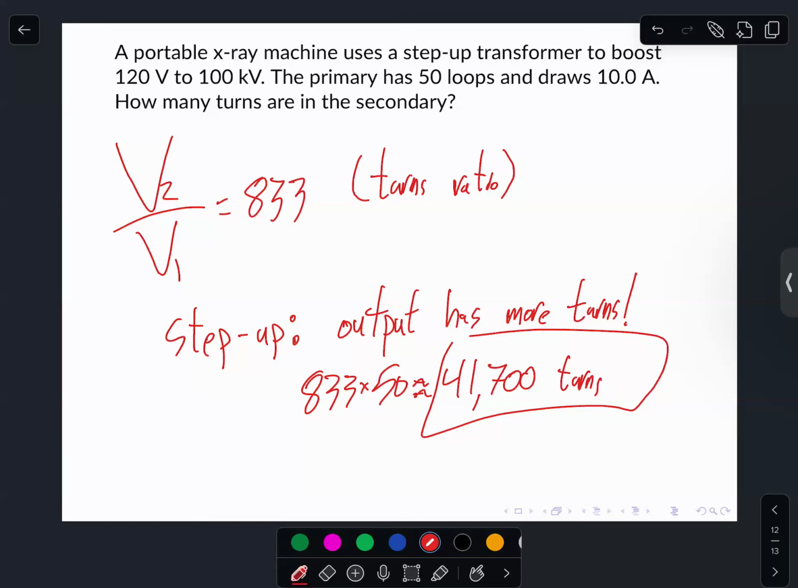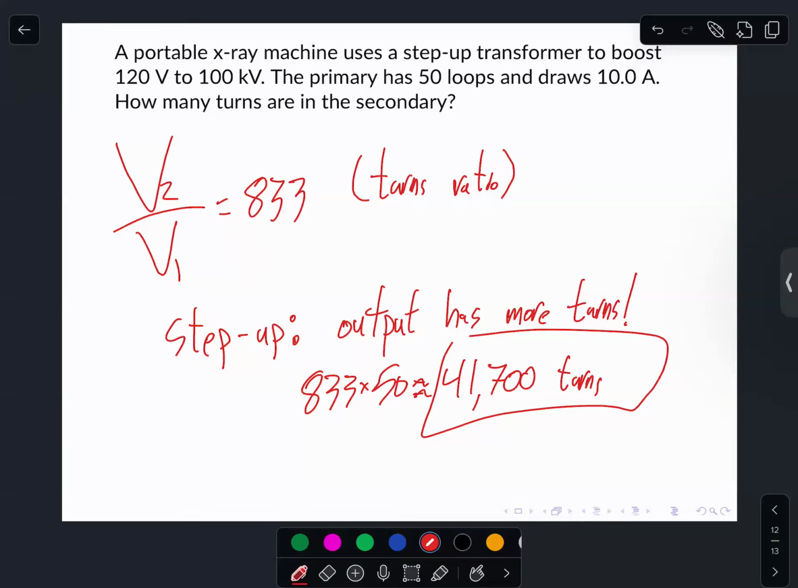By the way, it doesn't matter which one is 1 and which one is 2. You just got to match input with input, output with output. Be consistent for 1 and 2. N1 over N2 equals V1 over V2. Solve for V2. Tedious, annoying, whatever. It's easy to mess up that equation.